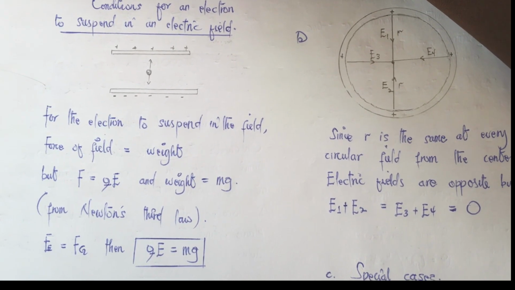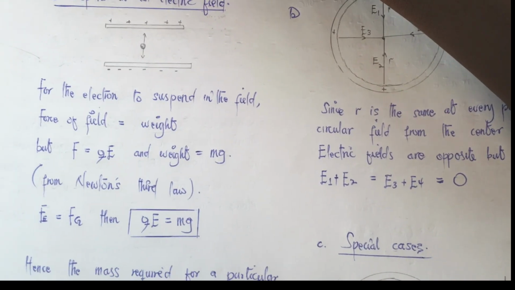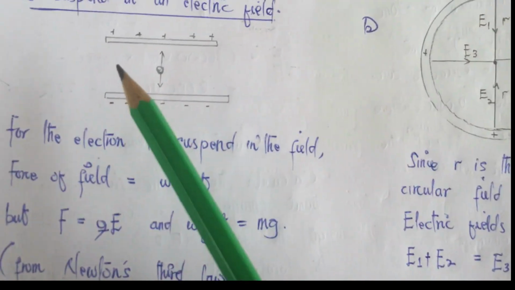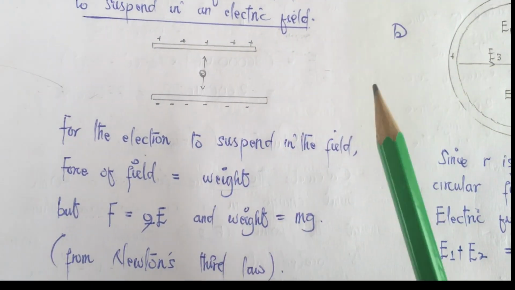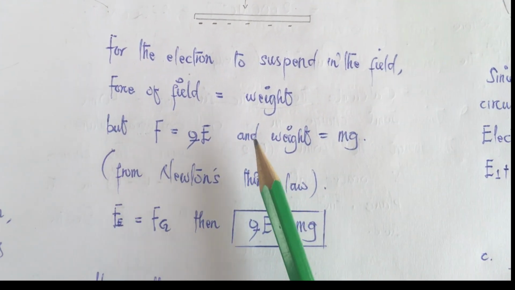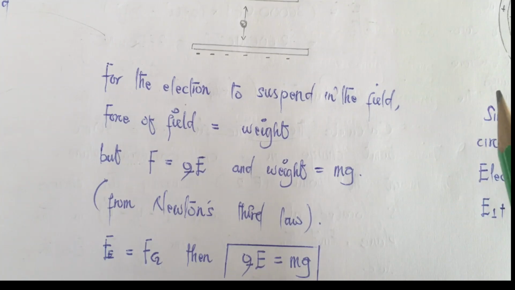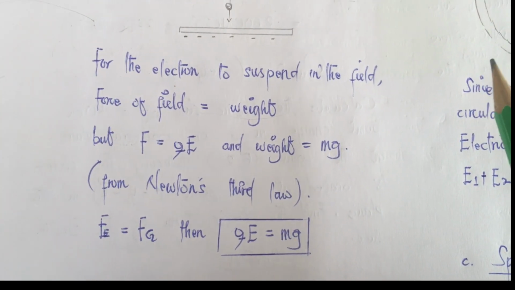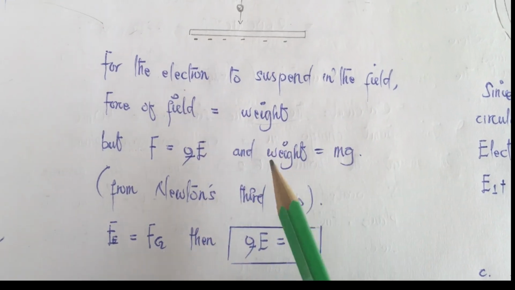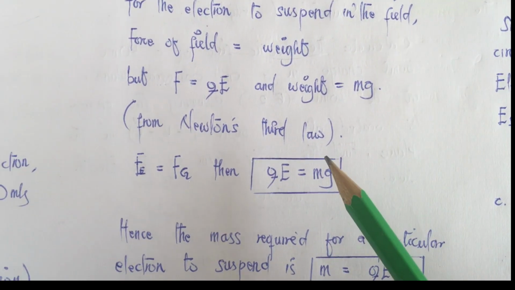From Newton's third law, the reactions and actions are opposite but equal forces. So the force that is enabling this electron to be sustained, or to be held in this electric field, is equal to QE. Then our weight too is equal to mg, where m is the mass of the electron. So from here we equate these two forces. Our Fe is equal to Fg, then our QE is equal to mg.